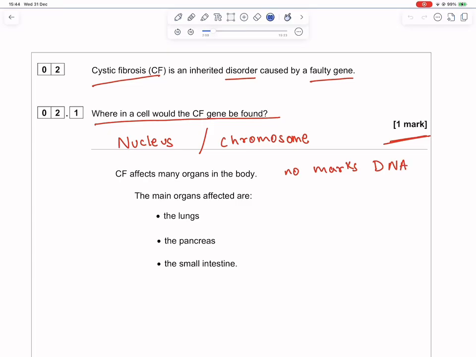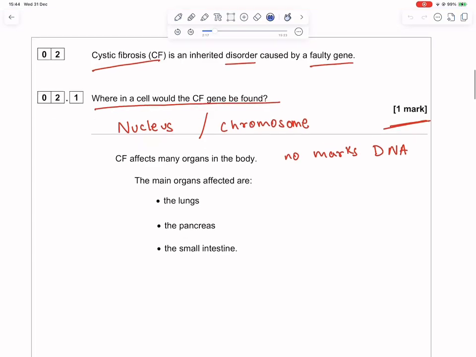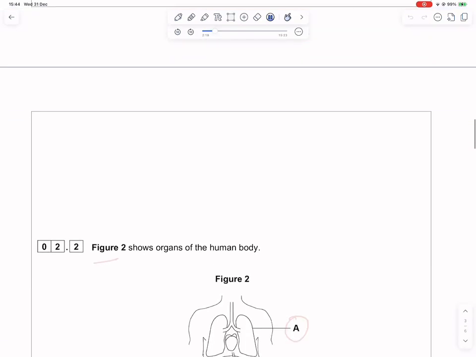Now, DNA on its own is ignored by the examiners because it does not specifically answer where it is found. So the common mistake for this question is writing DNA without actually naming the location, the nucleus. Now, let's move on to question 2.2.